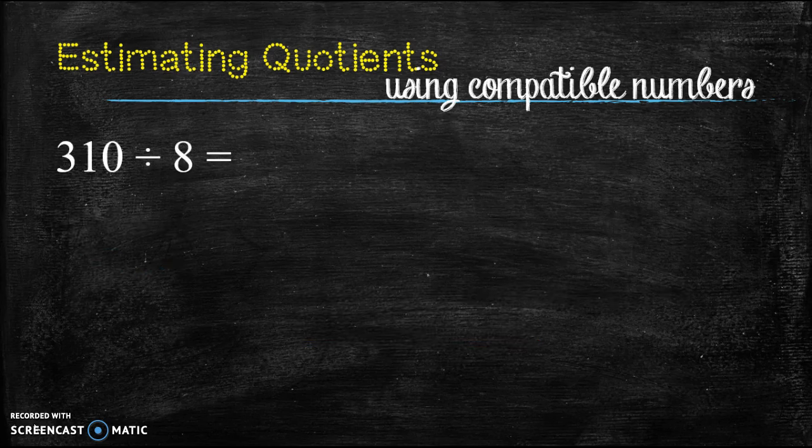Here's another one. 310 divided by 8. What compatible number would you change 310 to if you're thinking about multiples of 8? Well, 8, 16, 24. What would you do here? Well, we know that 32 is a multiple of 8. 32 divided by 8 is 4. How many zeros are left? Just 1. So our estimate here using compatible numbers would be 40.